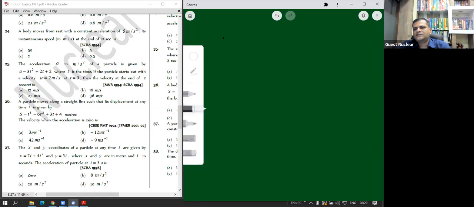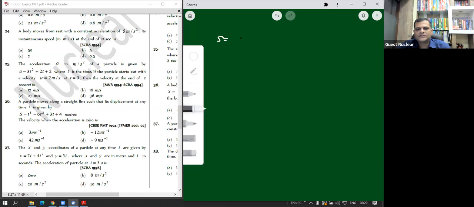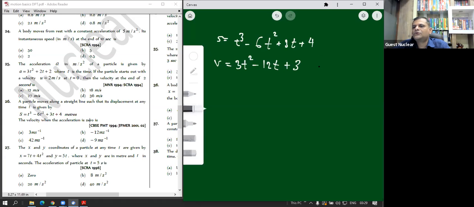तो देखो, s is actually going to be t cube minus 6t square plus 3t plus 4. Okay, so find out the expression for velocity immediately. Just find it out orally. Differentiate this equation. t cube का डेरिवेटिव 3t square, minus 6t square का डेरिवेटिव 12t, करेक्ट है ना, प्लस 3t का डेरिवेटिव simply 3 and 4 का डेरिवेटिव 0, no need to write at all.